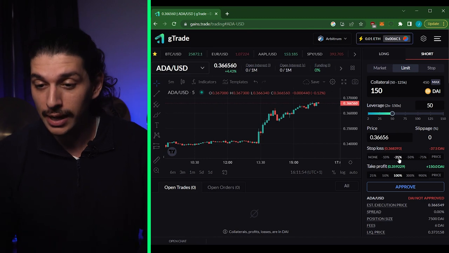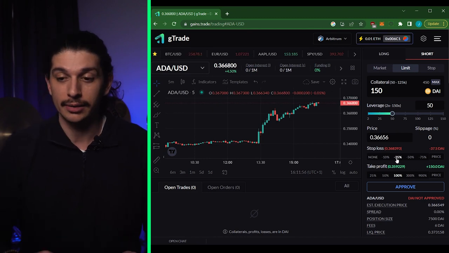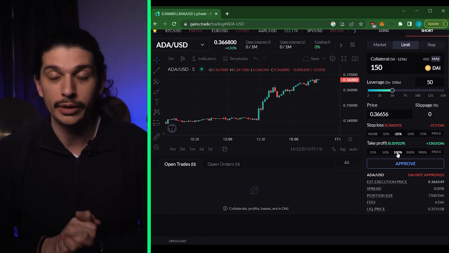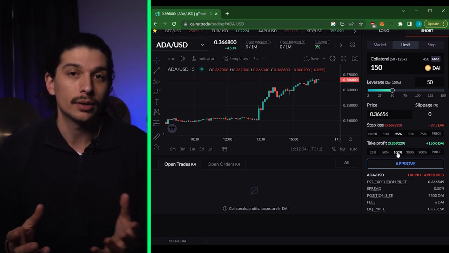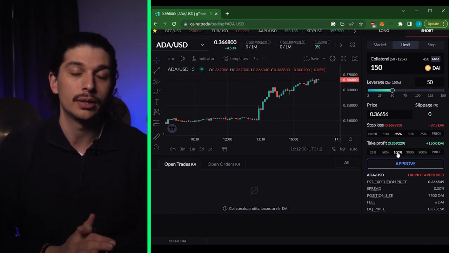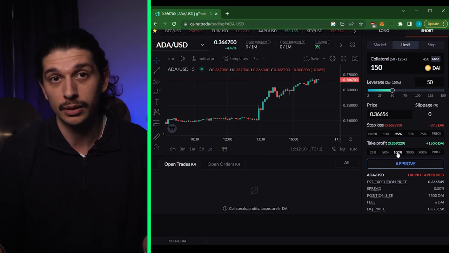So my stop loss is now at 0.368 cents, and my take profit is at 100% or 0.359 cents. And if I want to take profit at 100%, basically what that means is I'll walk away with 150 DAI in profit, assuming that my price target is hit.